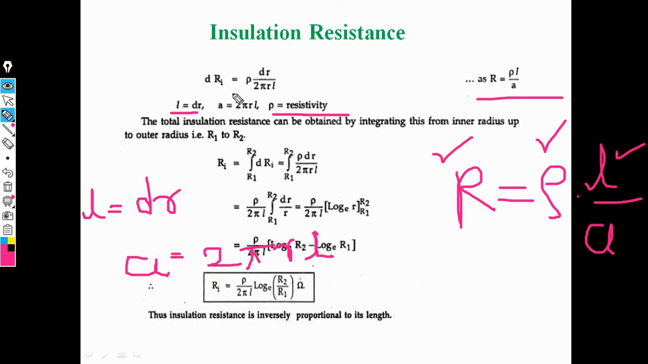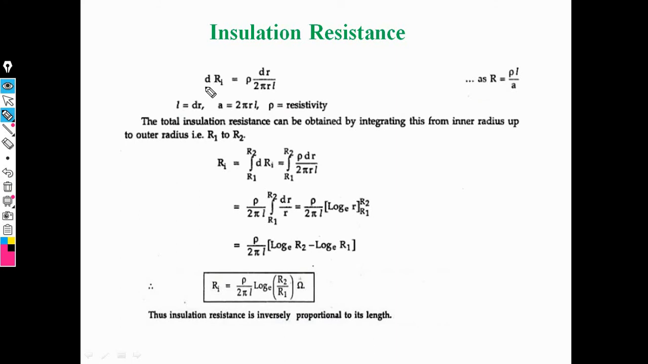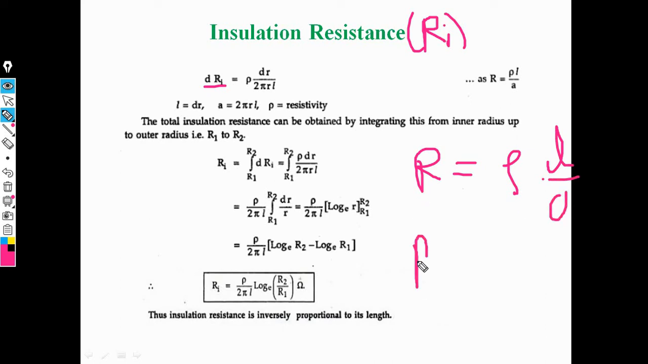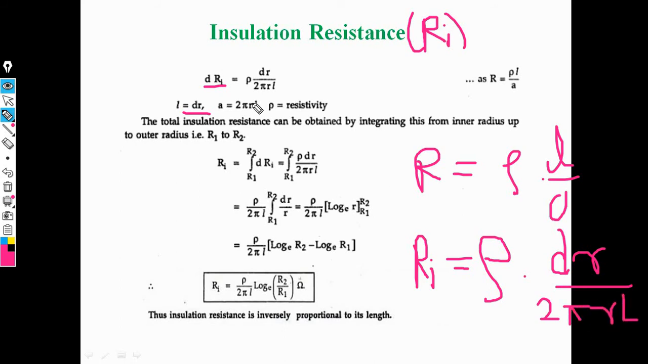Now all these values are put into R is equal to rho into L by A. Here we calculate the insulation resistance Ri, and the rate of insulation resistance. The resistivity is the same, the length of conductor is dr, and the area is 2 pi r L. This is the equation for the rate of insulation resistance, obtained with the help of the formula R is equal to rho into L by A.